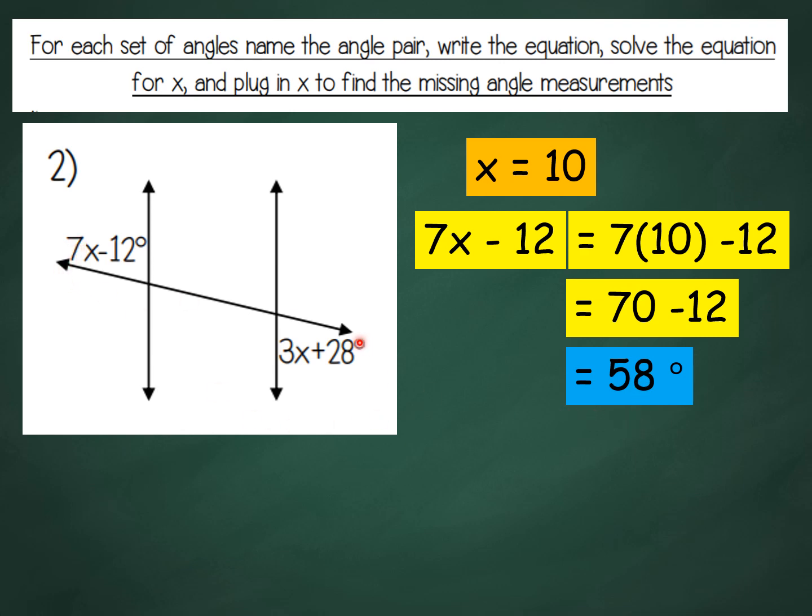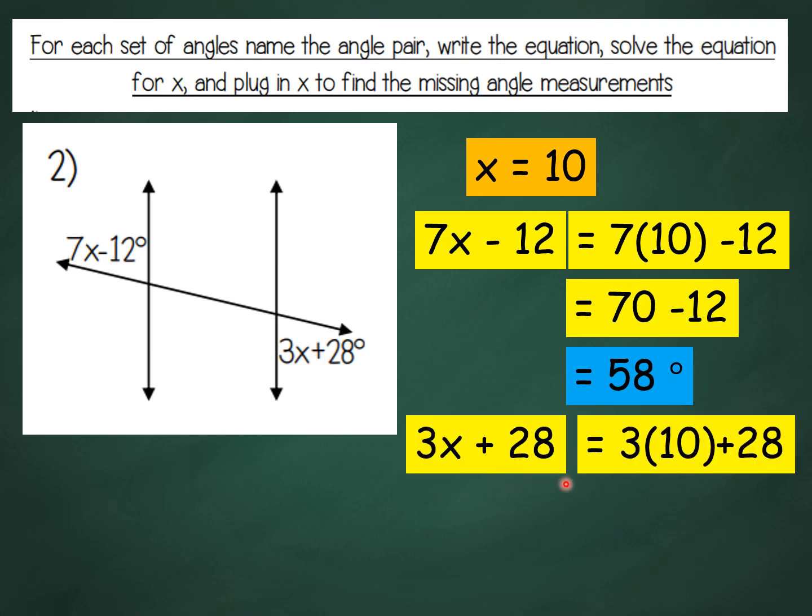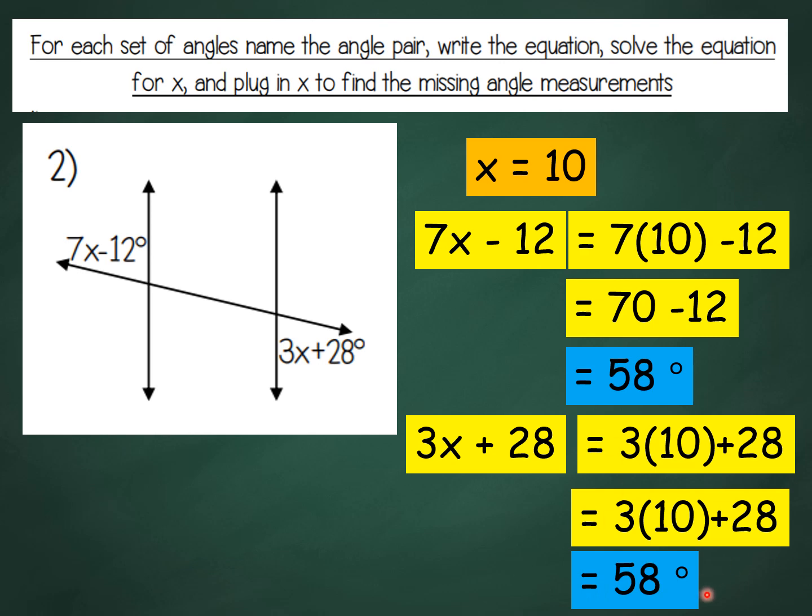At dahil alternate po sila, tama po, they are alternate exterior angles at sinasabi natin na they are congruent, malamang yung ating pangalawang angle has also the same measure. So, kung isa-substitute natin siya, makukuha din natin ang parehong sukat. So, 58 degrees din sila. Okay? So, yan po yung pangalawang example.